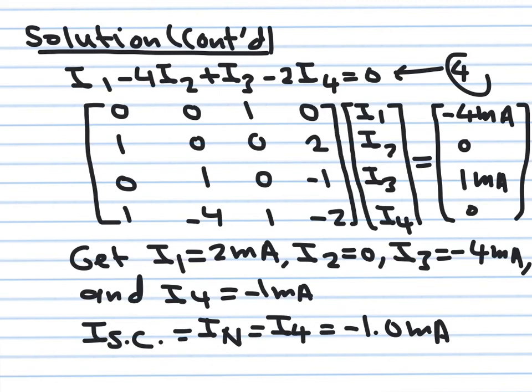So remember that the short circuit current we're looking for was the current in the fourth loop. So this short circuit current, I Norton, is I4. Go back and check the previous slide and you'll see this is indeed the case. So I'm looking for I4 and I4 is minus 1 milliampere. So now I know what I Norton is.